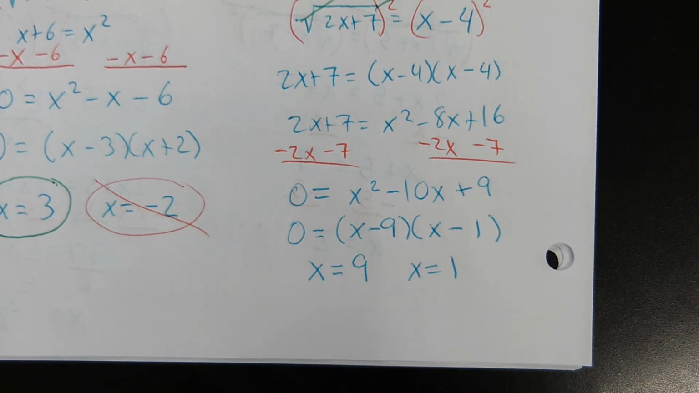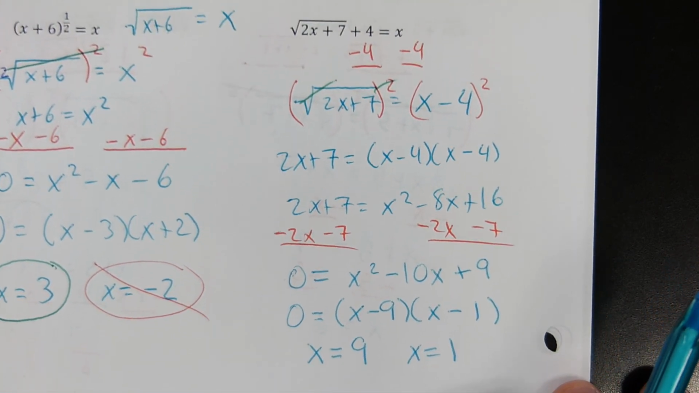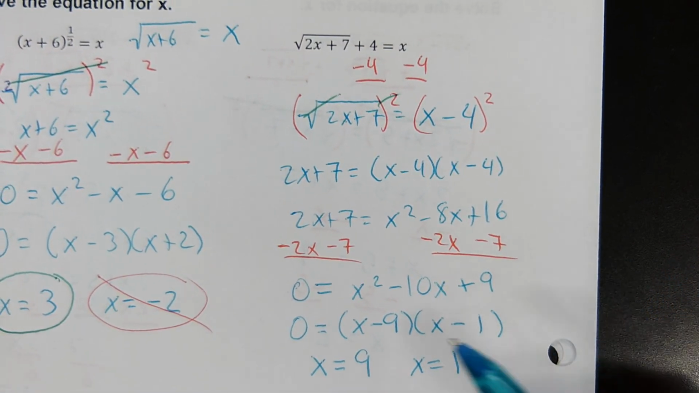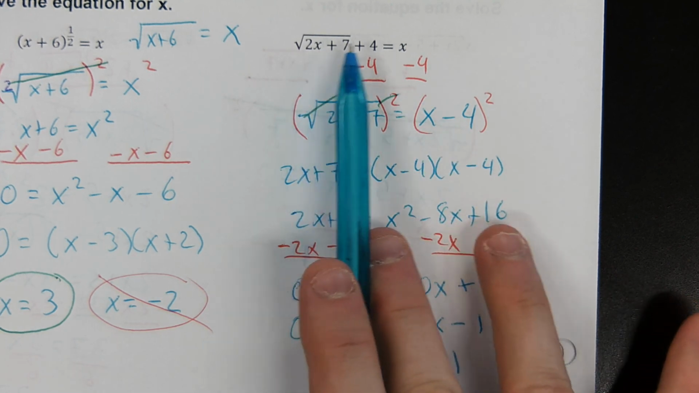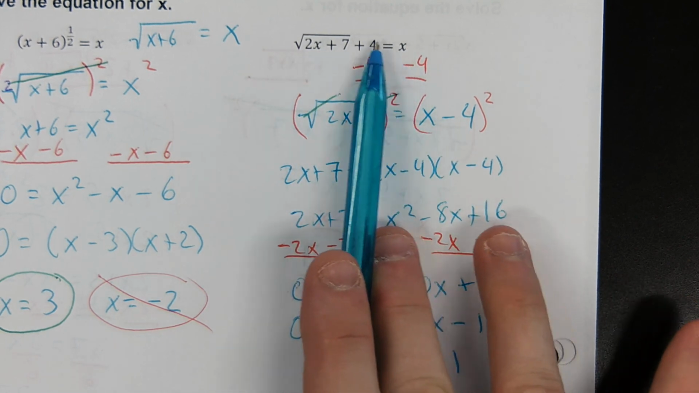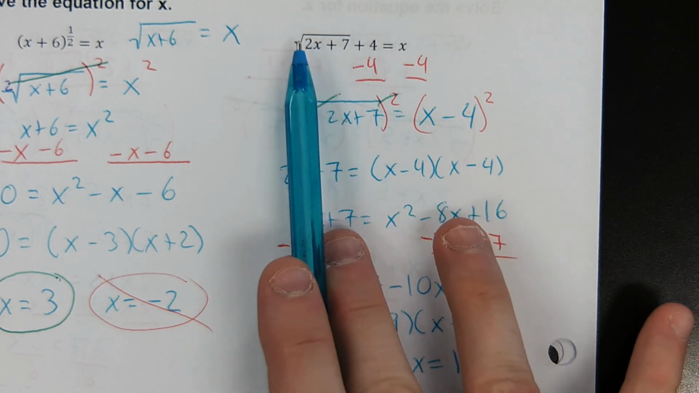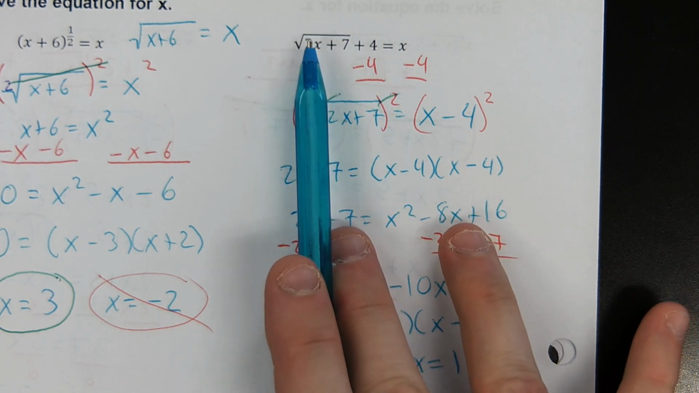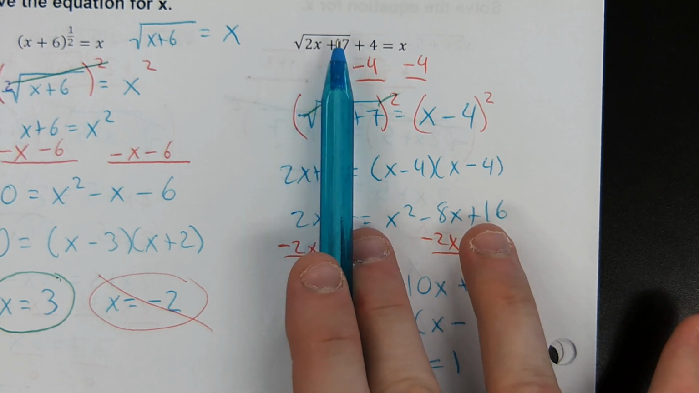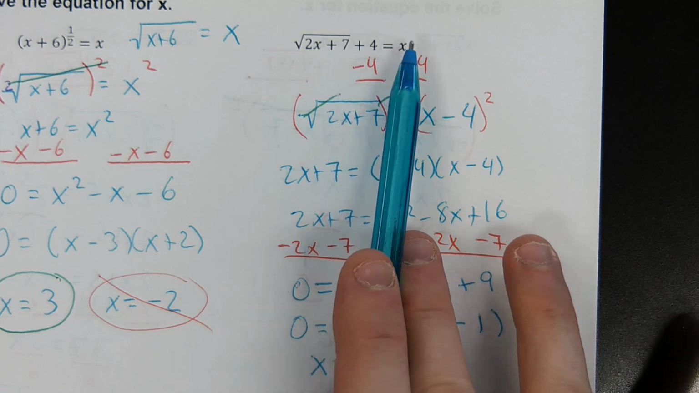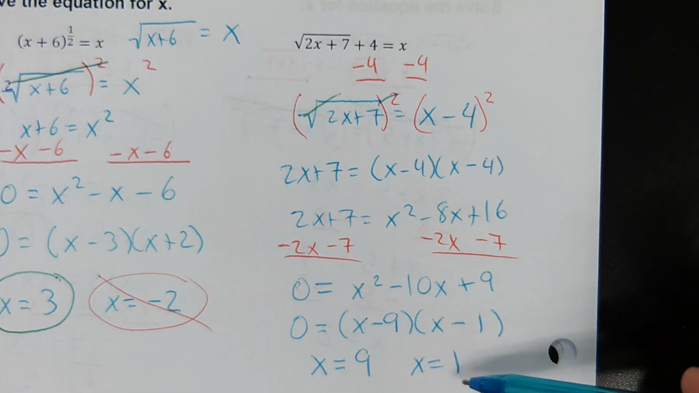So two solutions, we have to make sure they both work. So we're going to plug them in and see what happens. Let's start with the 9 because I wrote that first. Remember, I'm putting a 9 here and a 9 here. So I need this math over here to equal 9. Okay? 2 times 9 is 18. 18 plus 7 is 25. Square root of 25 is 5. 5 plus 4 is 9. 9 works.